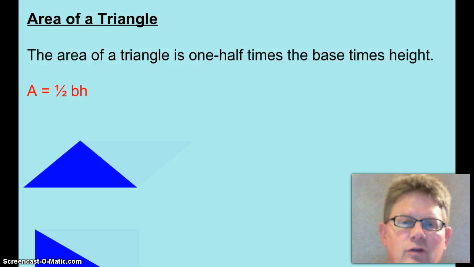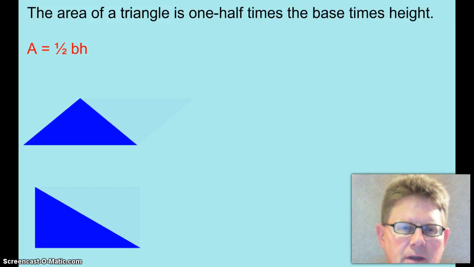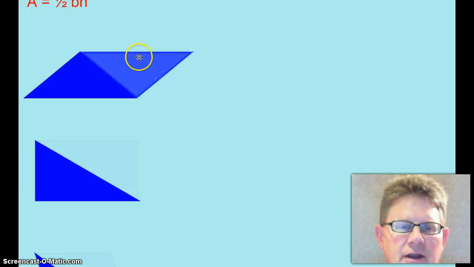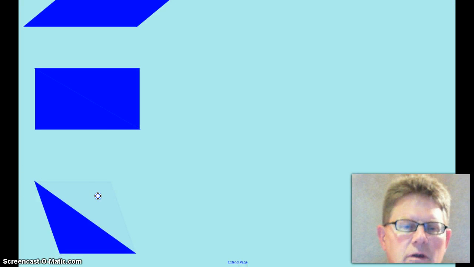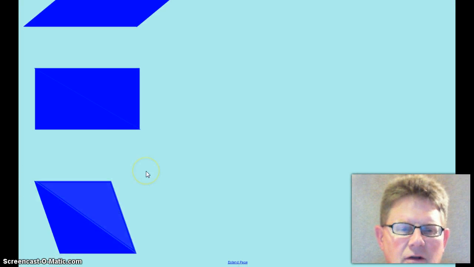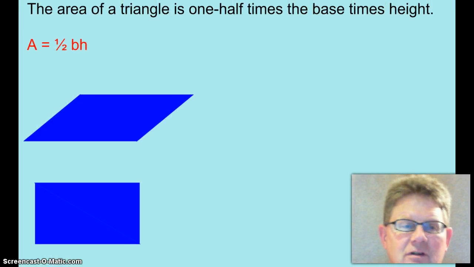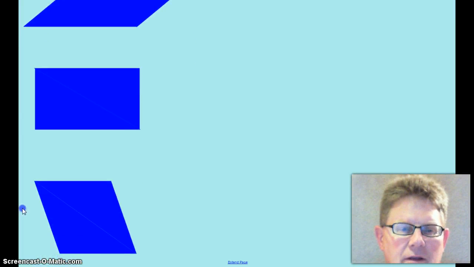The area of a triangle is 1/2 the base times the height. And that kind of looks like the formula for a rectangle or a parallelogram, and here's why. If you double that triangle and flip it over, you're either going to make a parallelogram or you're going to make a rectangle. And that's why the formula for the area of a triangle is half the area of a rectangle or parallelogram.